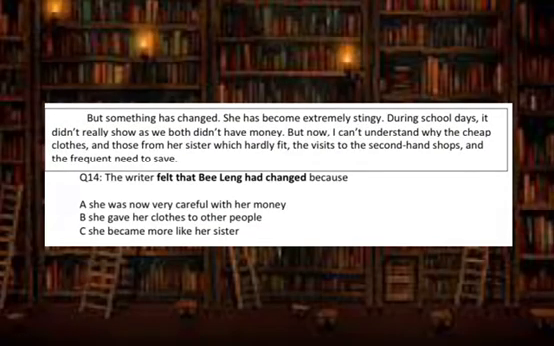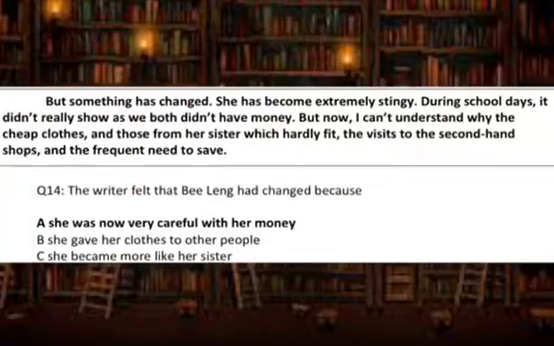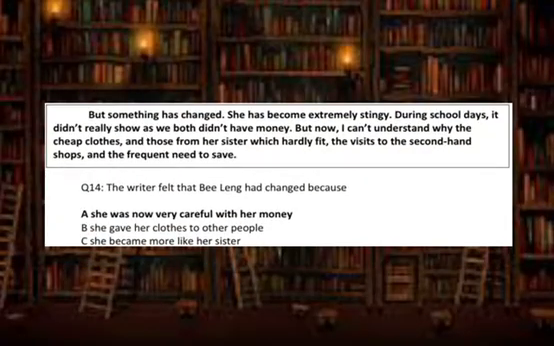The last question, question 14. The writer felt that Bee Lang had changed because. Keyword: had changed. The extract above gives an idea that Bee Lang was now very careful with her money. According to the writer, something has changed. Her friend has now become extremely stingy, wears cheap clothes, pays visits to the second-hand shop, and feels the frequent need to save. Therefore, the answer is A. She was now very careful with her money.